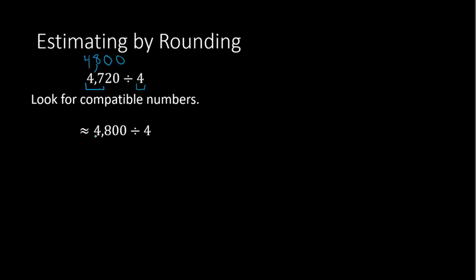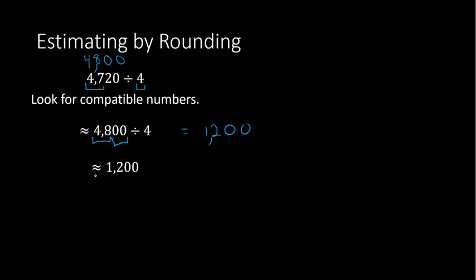Because now what we can do is use the process of that mental division, where we can do the 48 divided by 4, that gives you 12, and then you put the proper number of zeros at the end, and that would be 2 zeros. So your estimated answer would be 1,200.